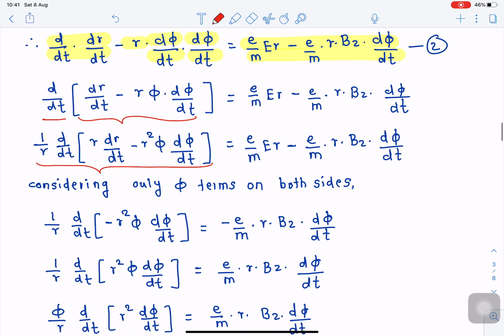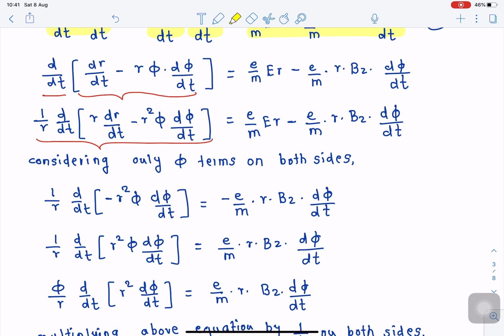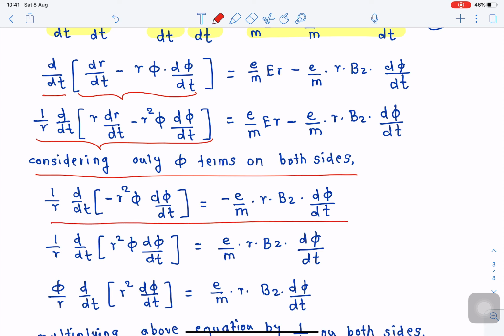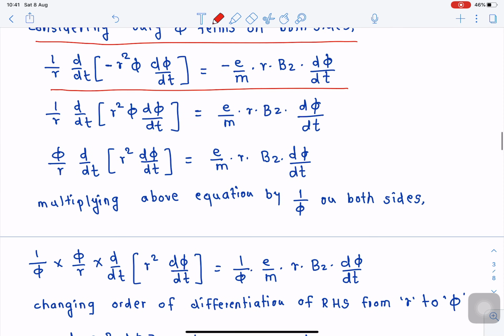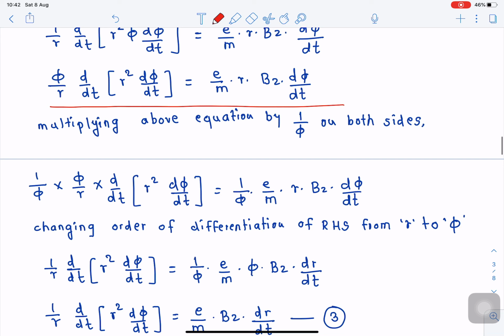So we get the above equation, and now we consider only the phi terms on both sides. From the above equation, if you only consider the phi related terms on both sides, we can rewrite the equation in this particular way. Then simplifying this equation, we get this particular equation, which is rewritten in terms of phi. Now we multiply this equation by 1 by phi on both sides. See, we have multiplied by 1 by phi over here and 1 by phi over here.